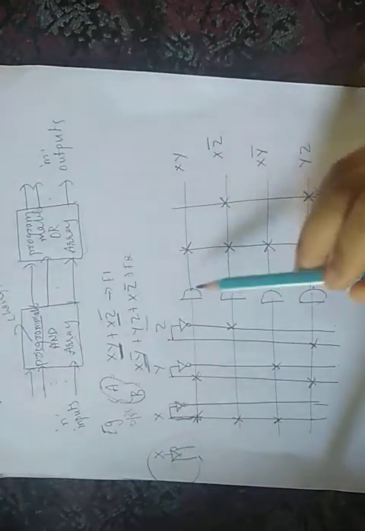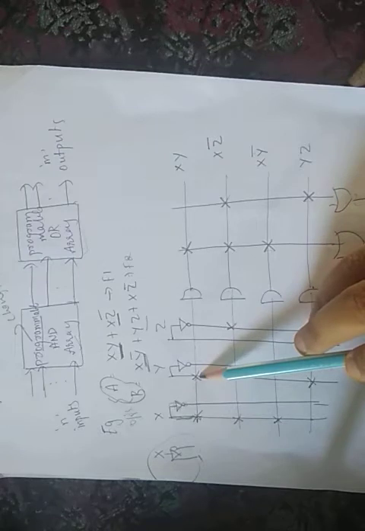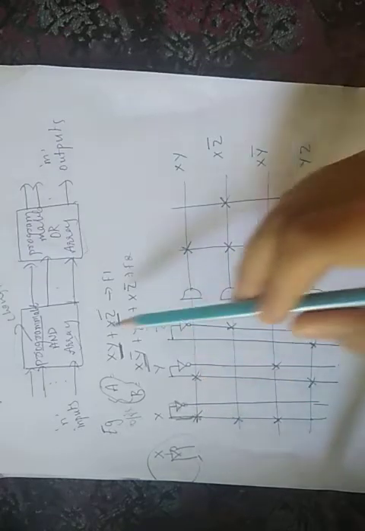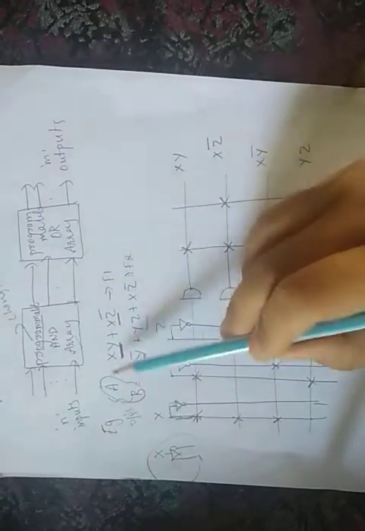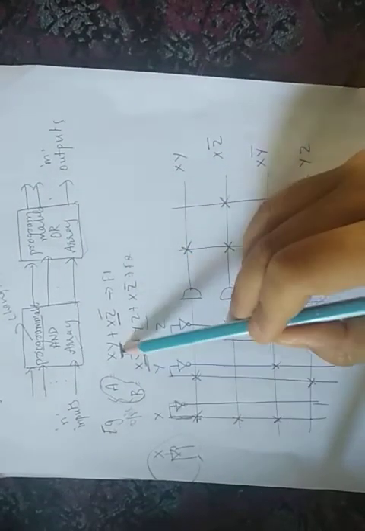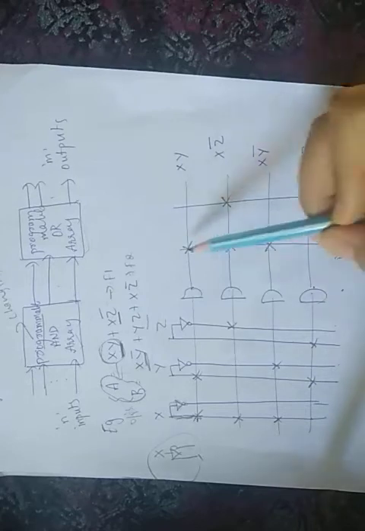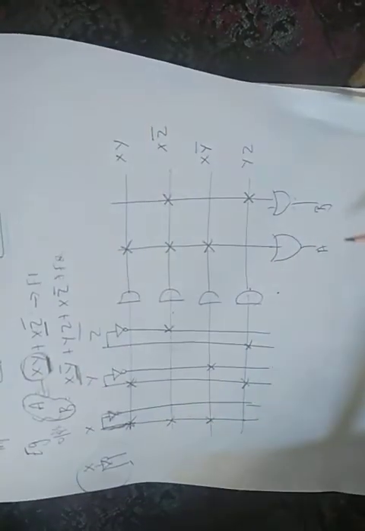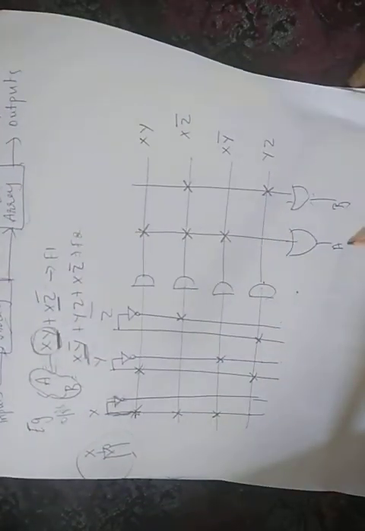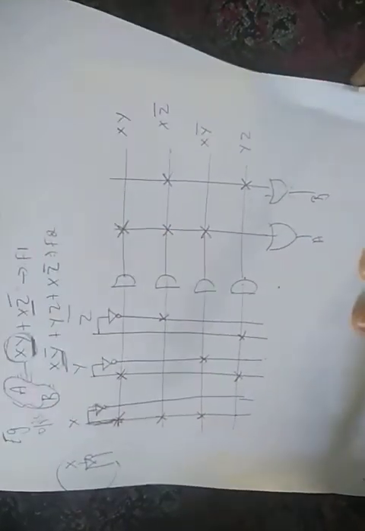Going to the outputs, this is what? XY is there. Now see here, where is XY? Whether it is in A or whether it is in B. XY is present in A, in function 1. So where is A? Here we have A. So put this X under A OR gate. Okay, this is A OR gate.